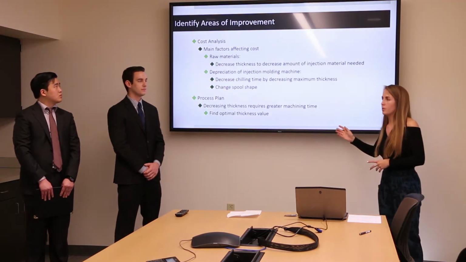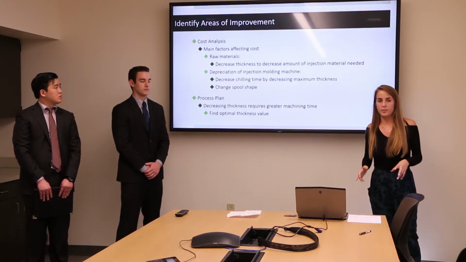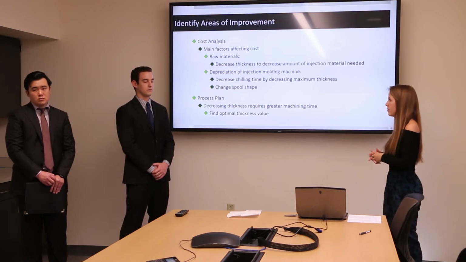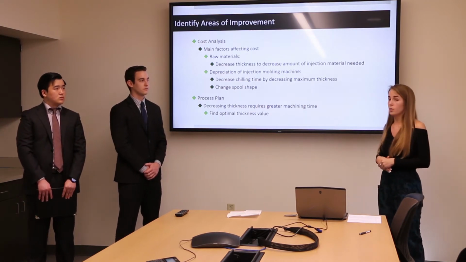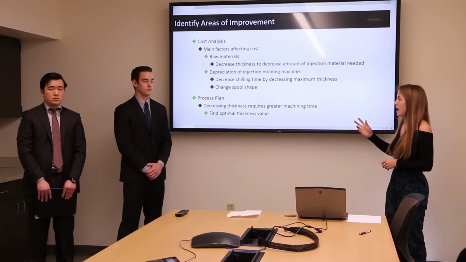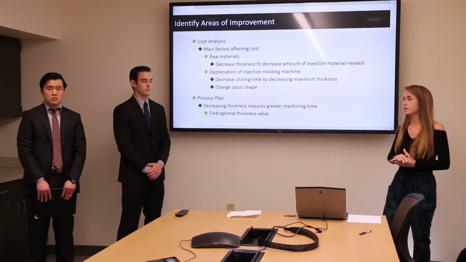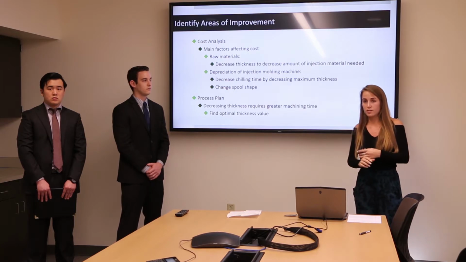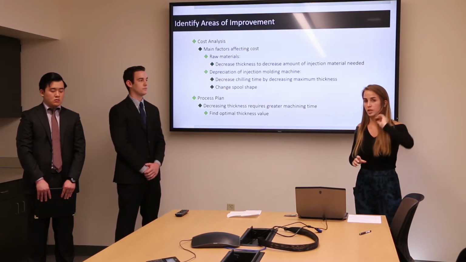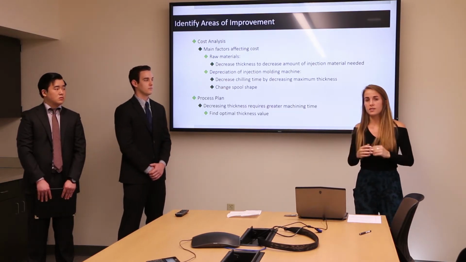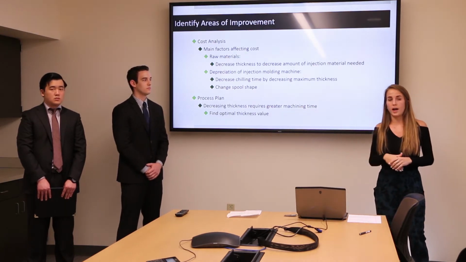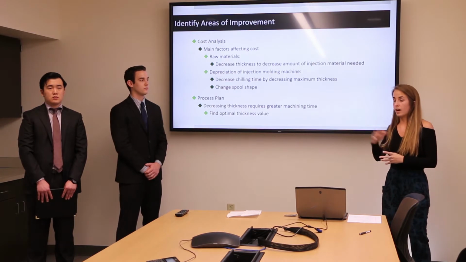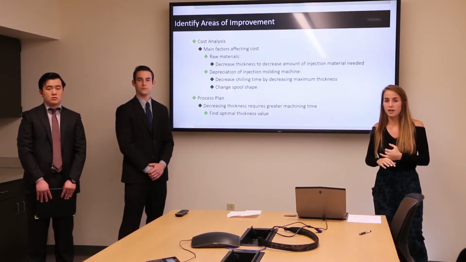So after design 1, we wanted to identify all the areas of improvement and how we can make design 2 better to minimize cost. So working closely with Kyle and Jung Chang and the other 2 parts of the project, we saw that the main factors affecting cost were the raw materials and the depreciation of the injection molding machine. So when Jung Chang finished his analysis of design 1, it was clear that the raw material, polyethylene, cost was really high, so we wanted to decrease that cost.